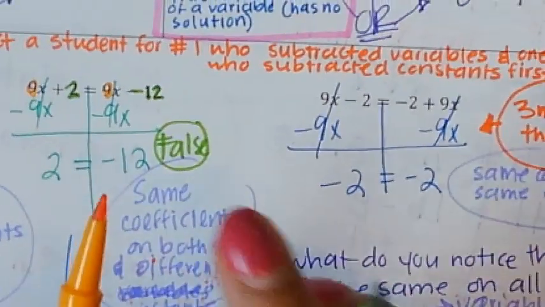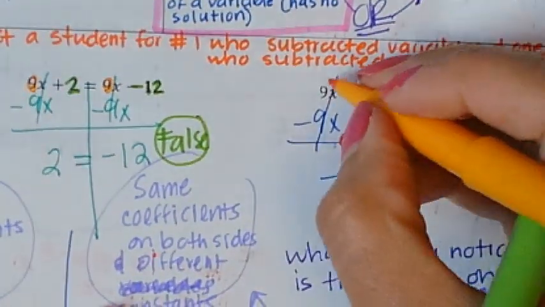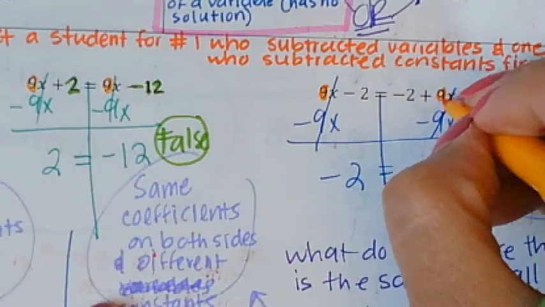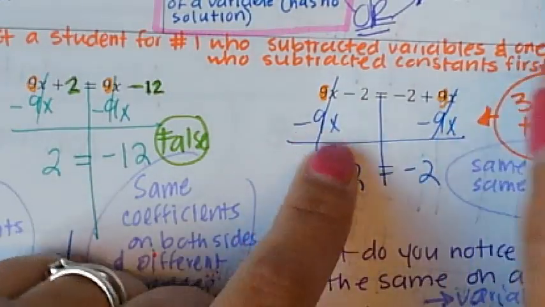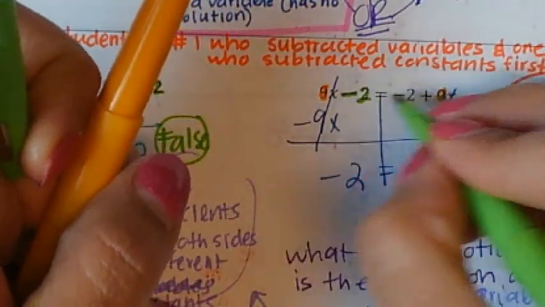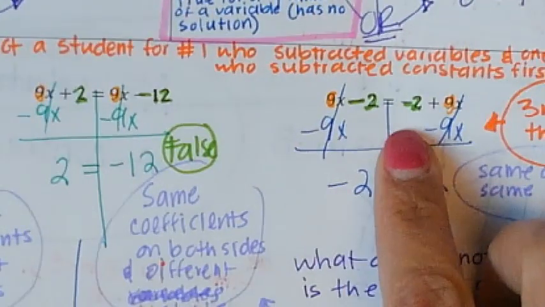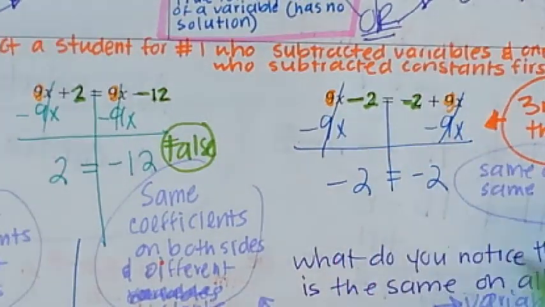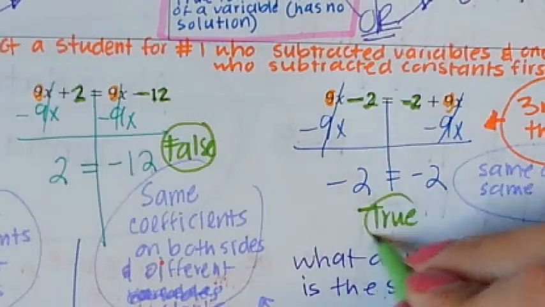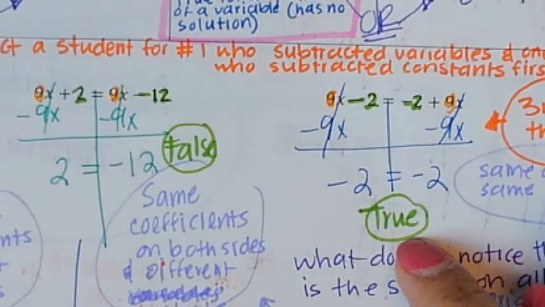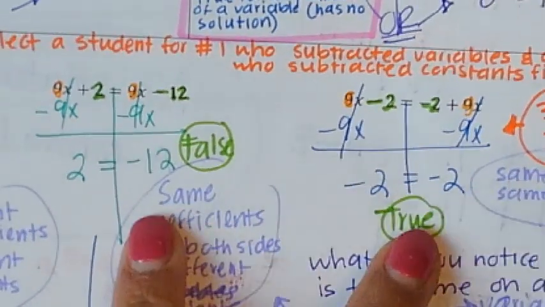Over here, the third one, you'll see when you walk in class, you'll see that you have the same coefficients on both sides again, but this time you also have the same constants. Okay? So this one will yield a true statement. Okay? So those are the two special solutions.